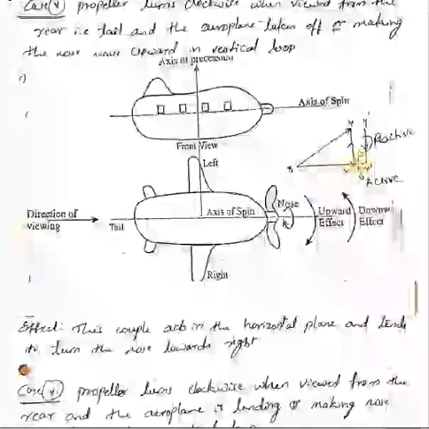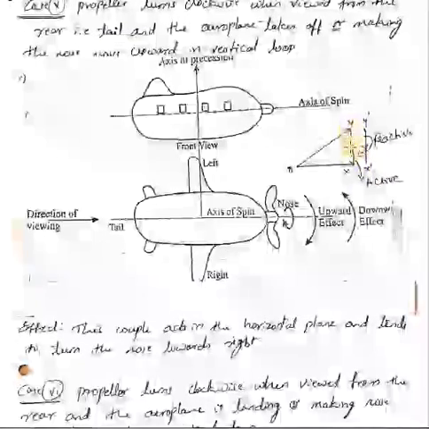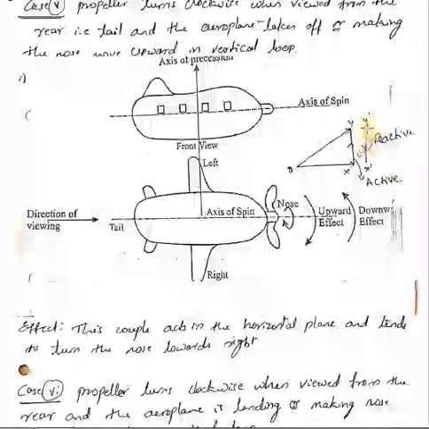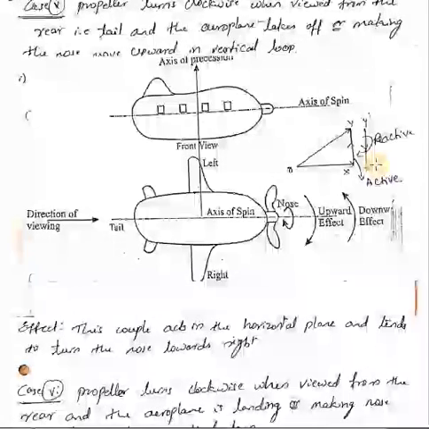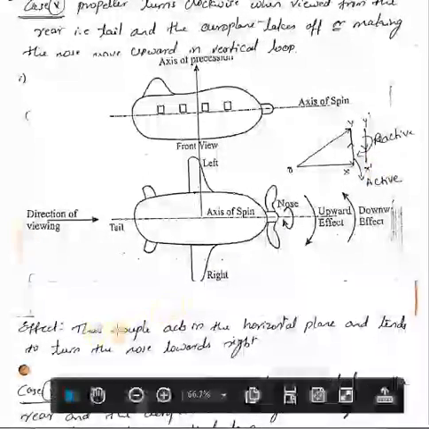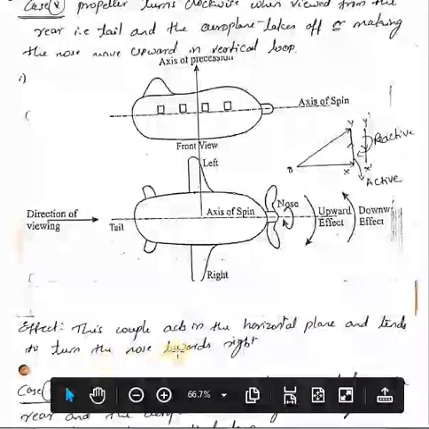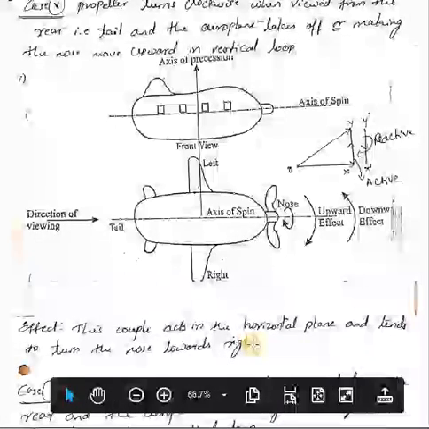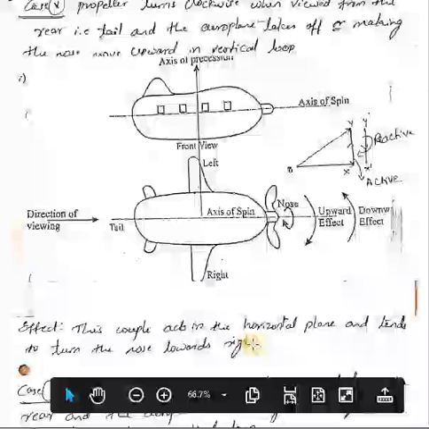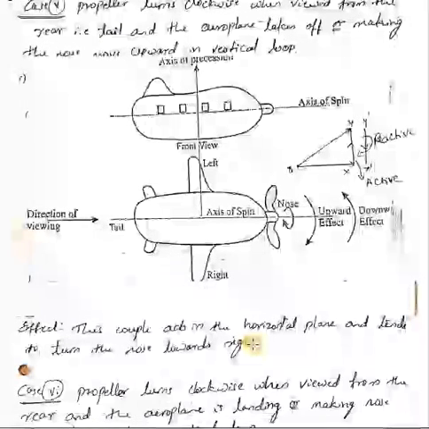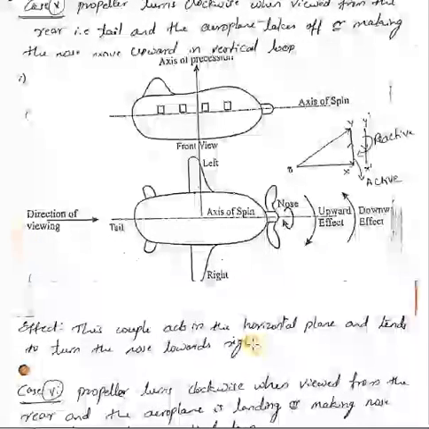Here, O to X is before turning, or before takeoff, and O to Y is after takeoff. This direction is for the active gyro, and X dash Y dash is for the reactive gyro couple effect. The effect will be that this couple acts in the horizontal plane and tends to turn the nose towards the right side when the aeroplane is taking off, if the propeller is rotating in clockwise direction when you view from the tail end. The nose will tend towards the right side.